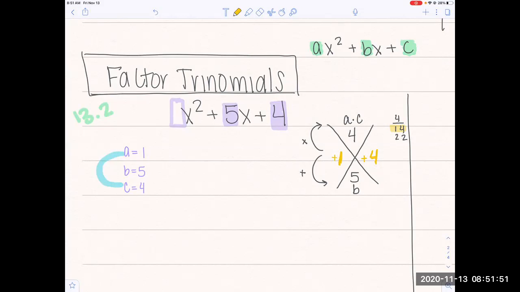Now for these, we had the shortcut. And the shortcut only works if A equals 1. So let's make a note of that just to remind ourselves. If A equals 1, you can go straight to using the shortcut where you just go to the parentheses. You don't have to go through factor by grouping when A equals 1.